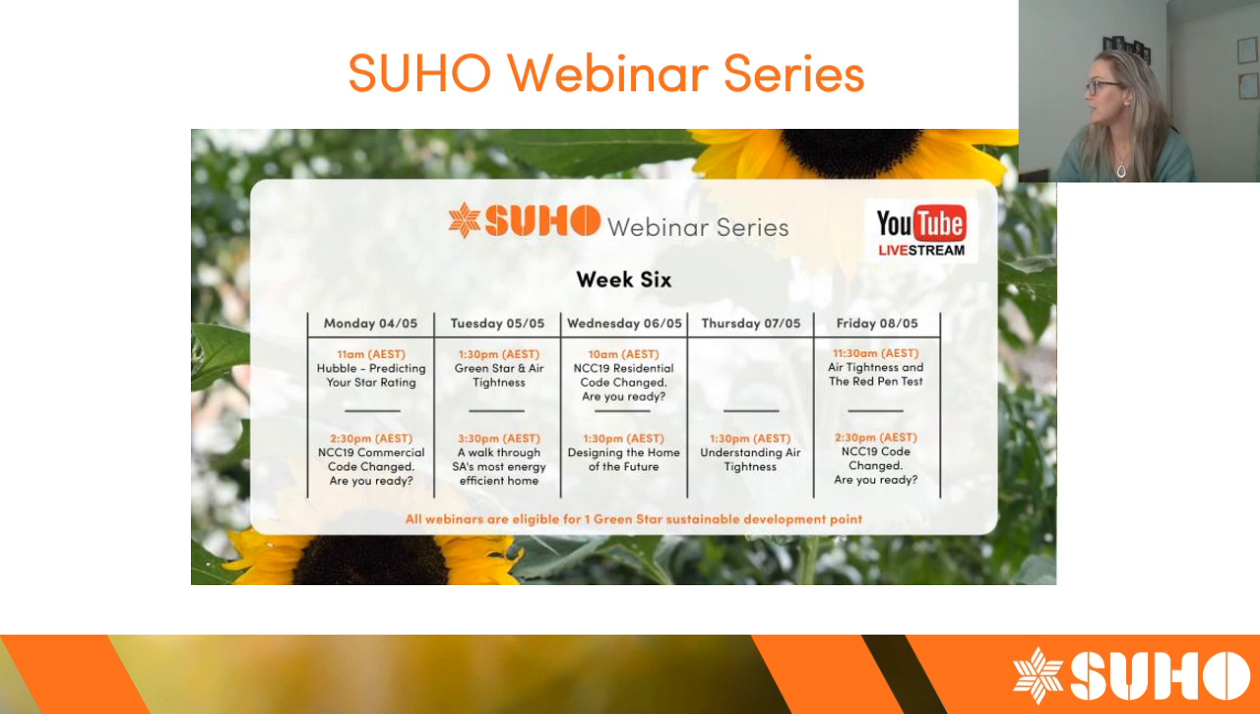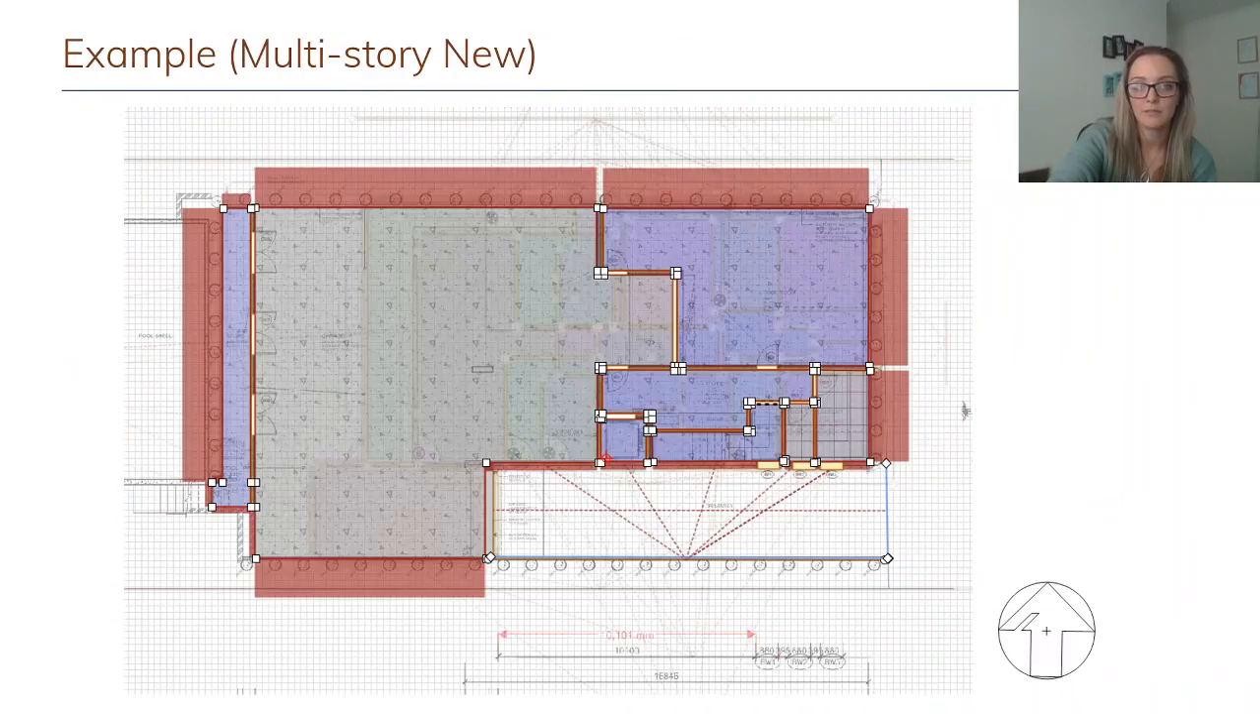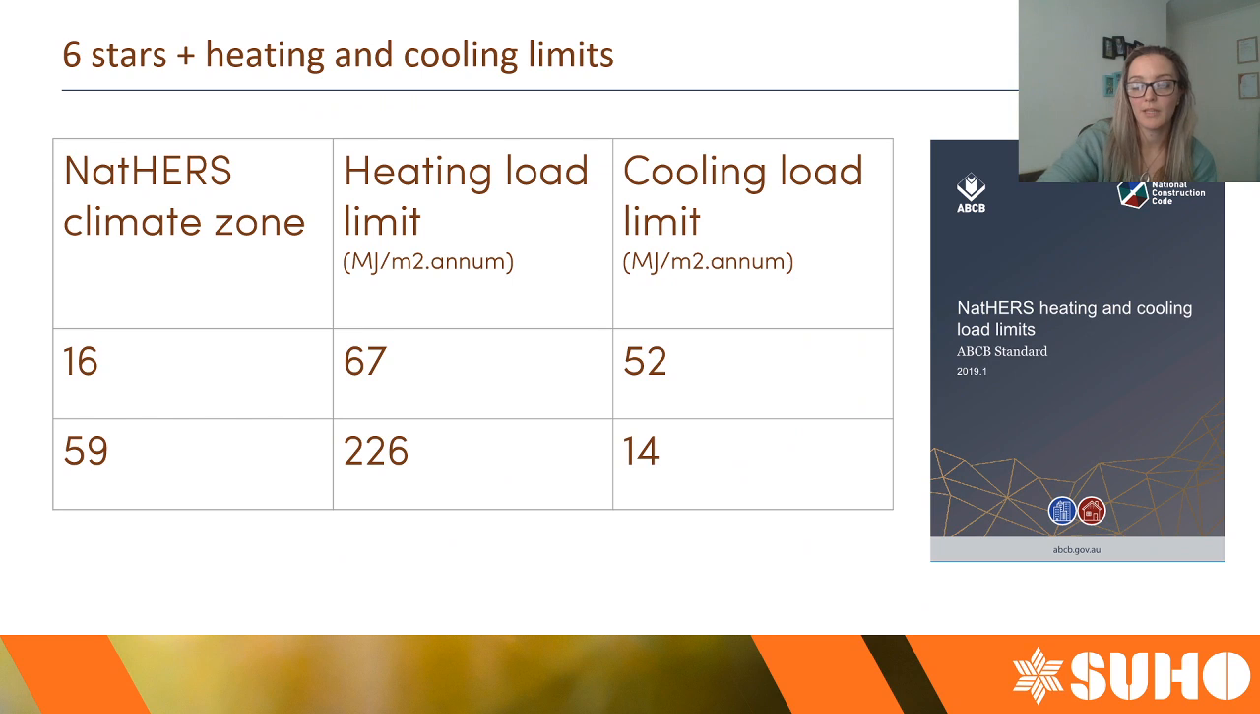Is there a 2019 heating and cooling load limits table available from the ABCB? Yes, there is. So if I go back to this page here, this little document here, it's a small booklet which goes through all of the different NatHERS climate zones and tells you whether or not they have heating and cooling load limits based on the NatHERS climate zone and based on the floor type. So that can be, oh, there we go, there's an answer here for you anyway. So you can download this booklet from that link that's been provided in the chat.